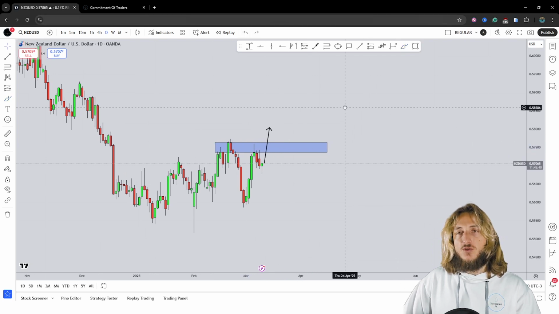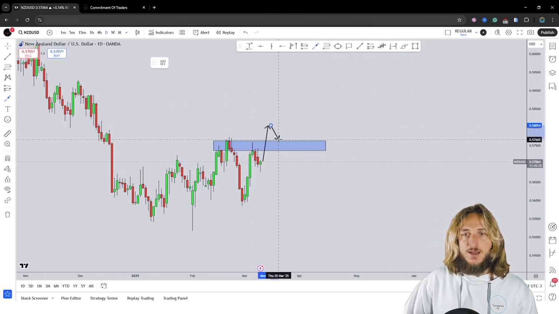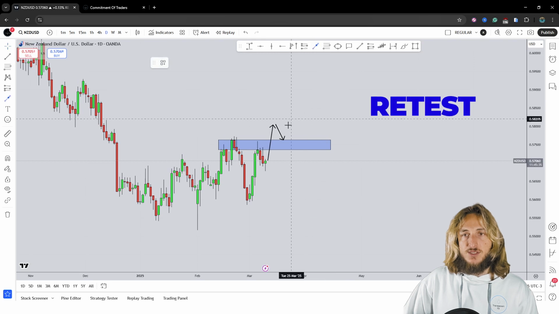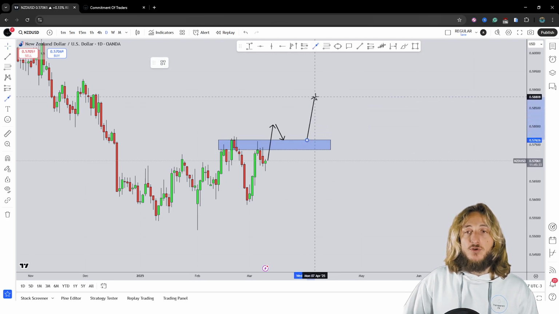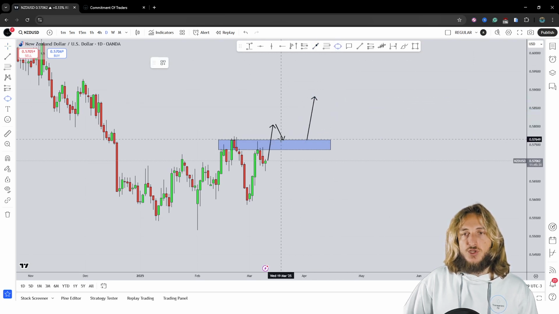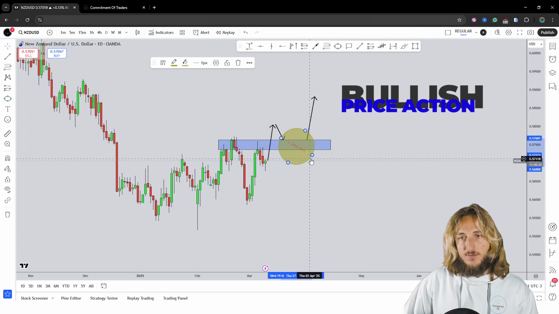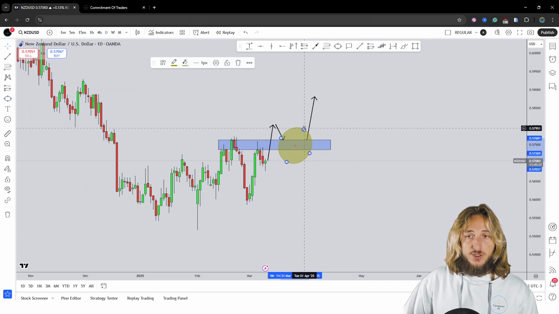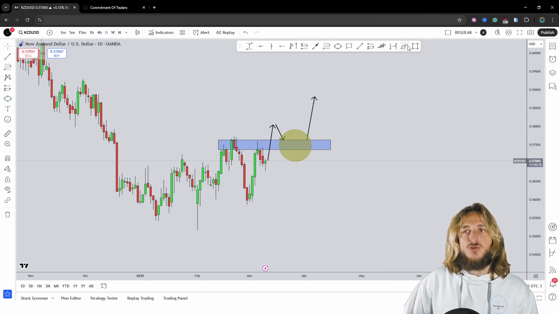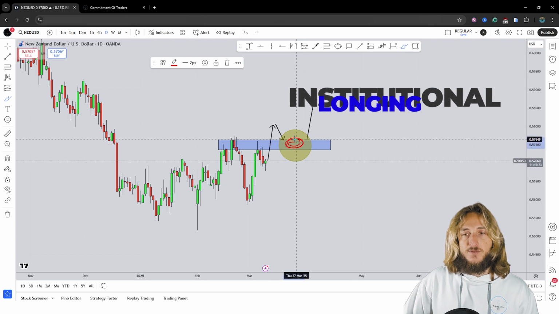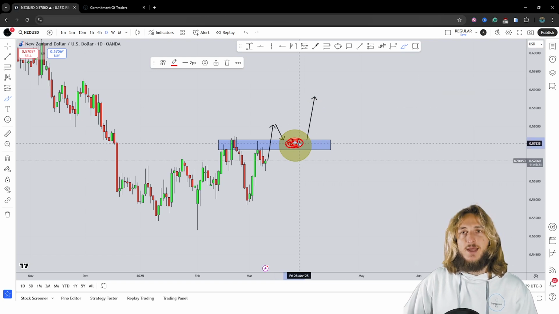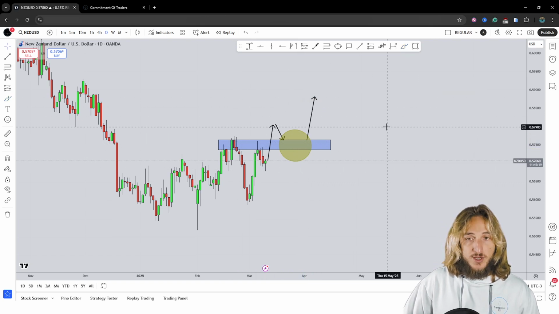So if the market will create a break above that zone and then go for a retest of the previous resistance turn support, that is where we have good probability of seeing a potential rejection to the upside away from the level for the market to essentially see some institutional longing on the retest of this previous resistance turn support. That definitely wouldn't surprise me.